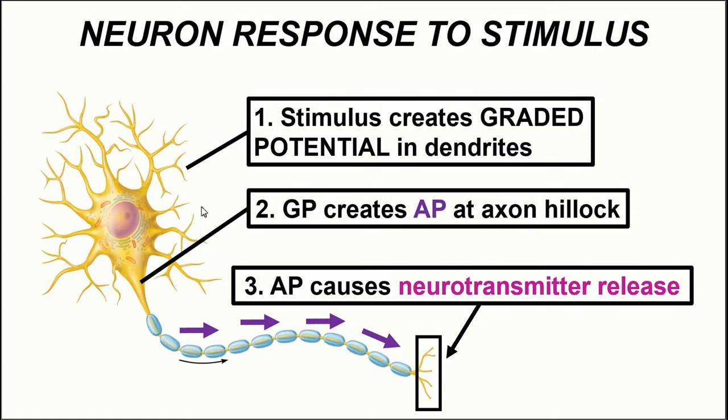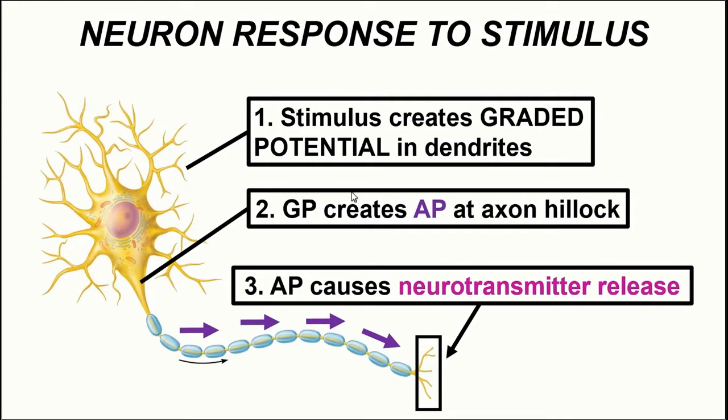First, this stimulus will create what's called a graded potential in the dendrites of the neuron, because remember that the dendrites are the receptive regions of the neuron, and the dendrites function to detect stimuli. This graded potential is a short distance electrical signal that spreads from the site of the stimulus towards the neuron cell body. And if it's strong enough, it will spread to the axon hillock, right? This cone-shaped region where the axon meets the neuron soma here.